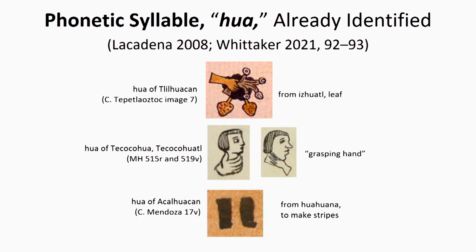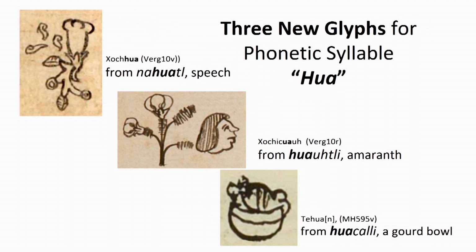Another phonetic syllable is wa. The Nahuatl language is full of was in many, many, many words. So we actually had already identified by 2 different scholars the wa syllable as either a leaf from Iswat or the grasping hand from just possession. Wa means possession. And then wawana, to make stripes. So we see these 3 different representations of the phonetic syllable in lots of different glyphs. And I'm very excited to say that I can add 3 more examples of the wa phonetic syllable.